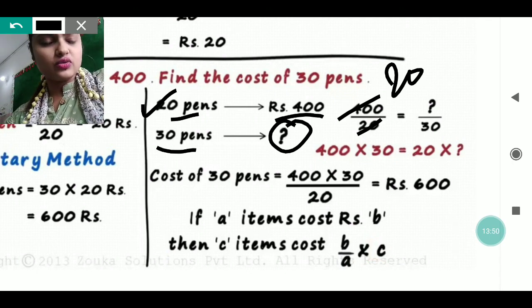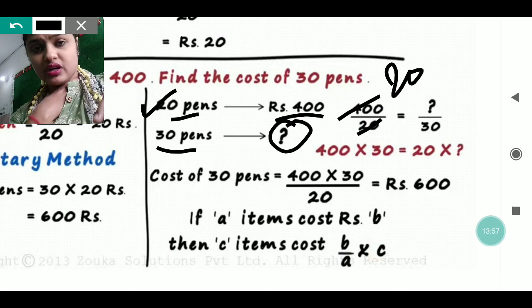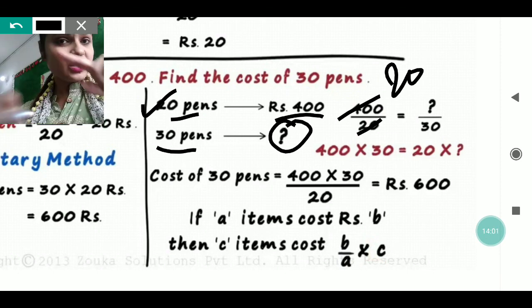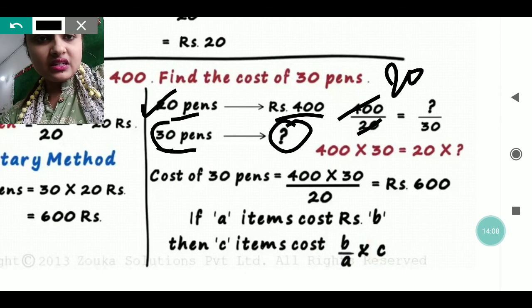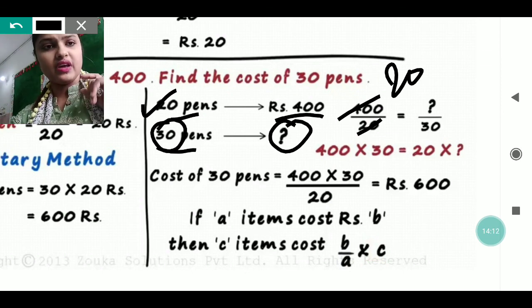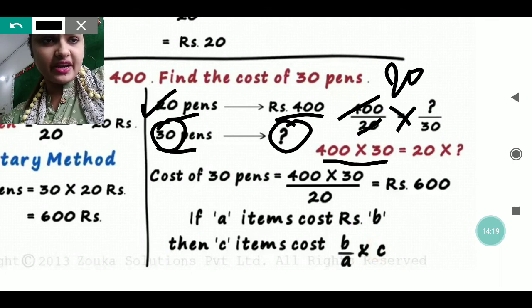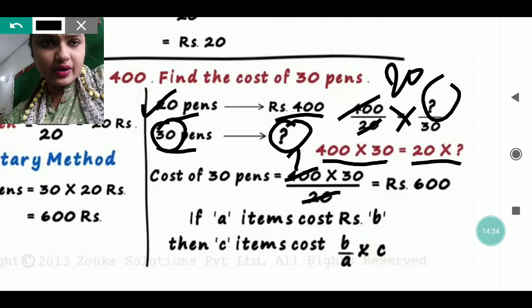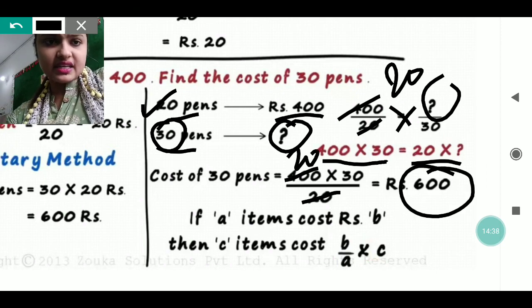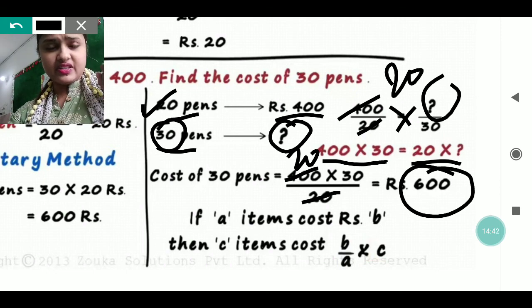There is one more method to do this. We used to do equivalent fractions, in which we used to find the number which is not given. In the same way, here by cross multiplying, we write 400 by 20 equals question mark by 30, where the numerator is what we have to find out, the cost of 30 pens. So 400 into 30 cross multiplication, and 20 into this question mark which is not given. So the cost of 30 pens will be 400 into 30 by 20. We can divide these two, we will get 20. Now 20 into 30 you will do, then you will get 600, which is the cost of 30 pens.